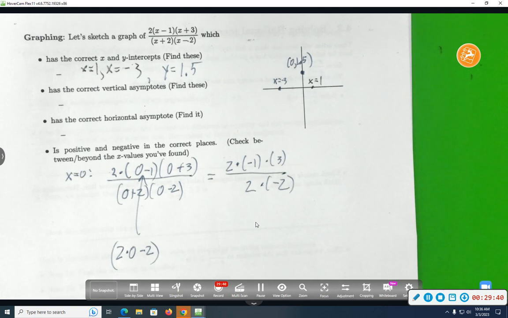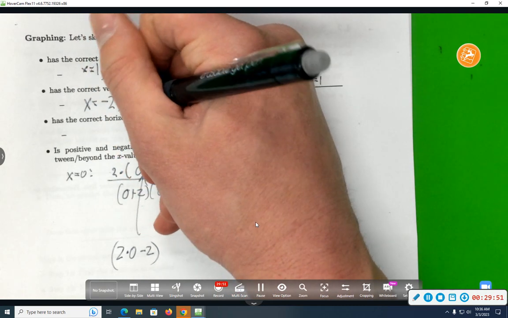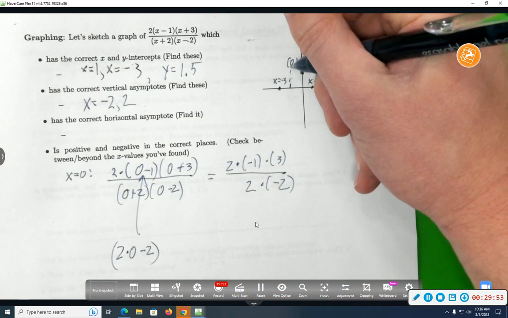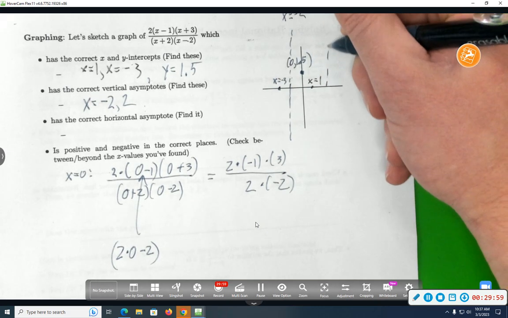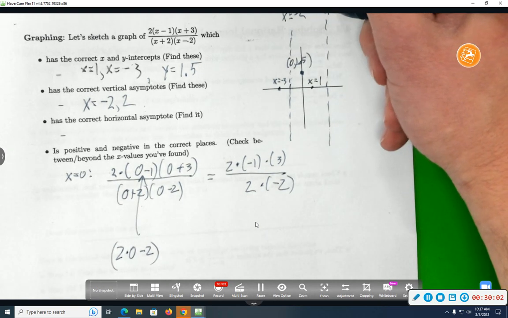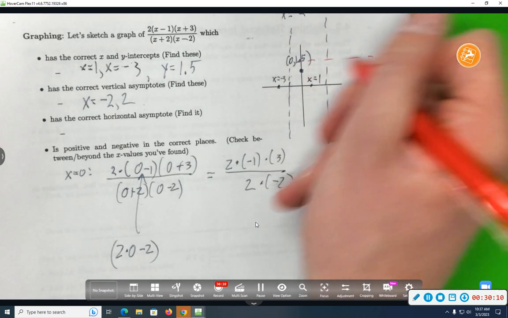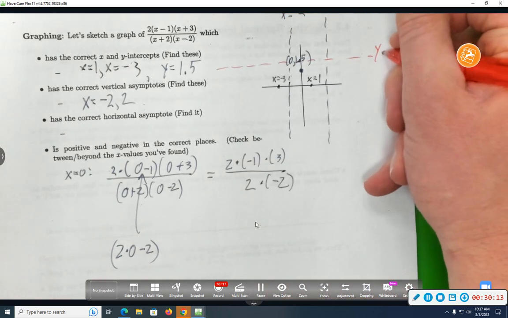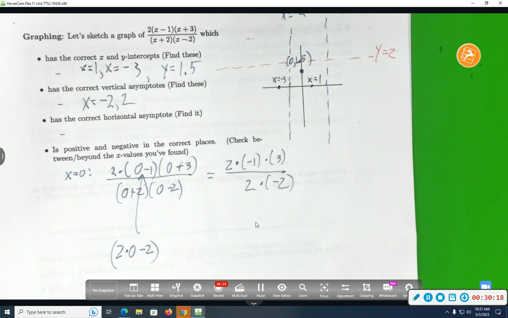Awesome. Vertical asymptotes, where are they? x equals negative 2 and 2, because they're vertical. x equals negative 2, x equals 2. Horizontal asymptote: y equals 2. People happy so far? Any questions about those details?